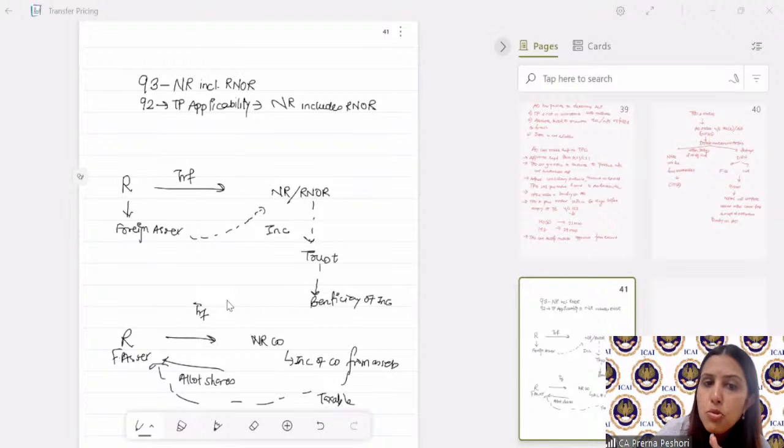So any asset which is transferred, or any income arising from any asset, or any asset which is represented by the accumulation of income from some other asset, all those things, if they are transferred to a NR or RNOR, that income will get added in the hands of the resident. Is that clear? That is section 93. Clear? Any doubt?